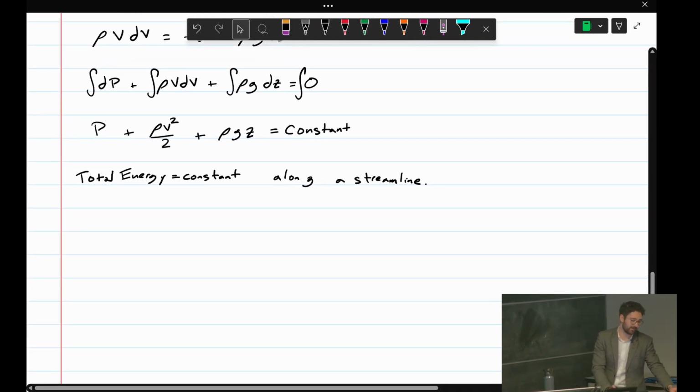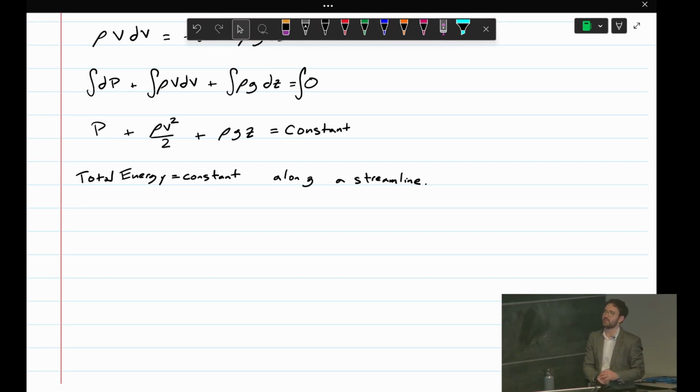So I'm going to talk a lot about the implications of this equation now and what we can do with it. But are there any questions so far? No? Okay.